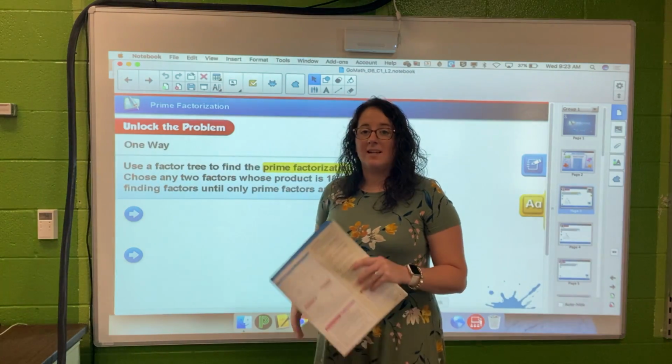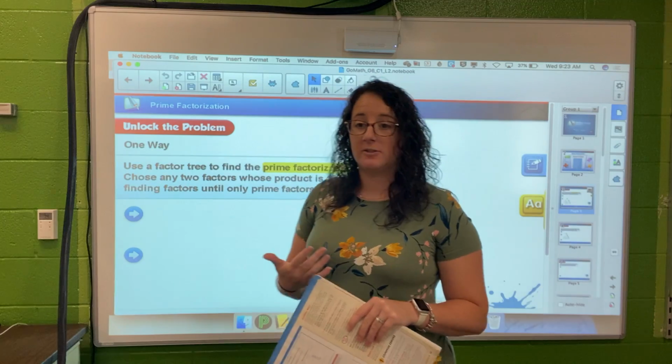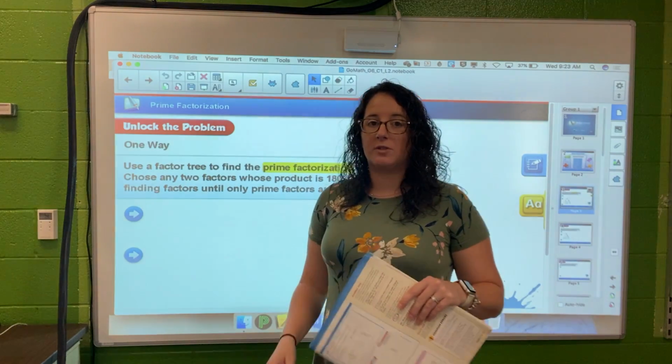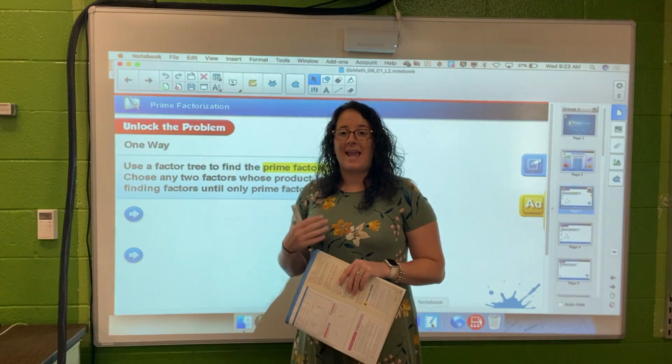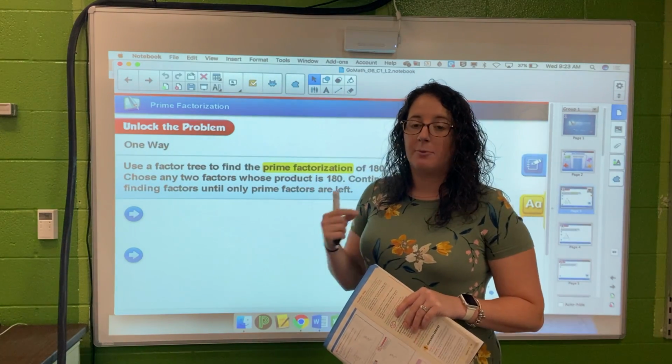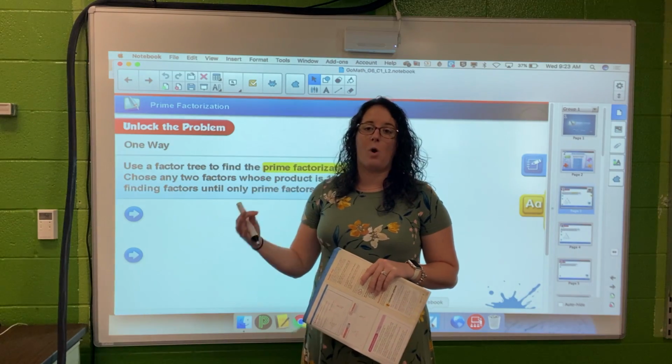So today's lesson is on prime factorization. And if you don't know what prime factorization is, it's going to make it hard for you to understand how to do it. So when you're finding a prime number, a prime number is a number that has only factors of 1 and itself.